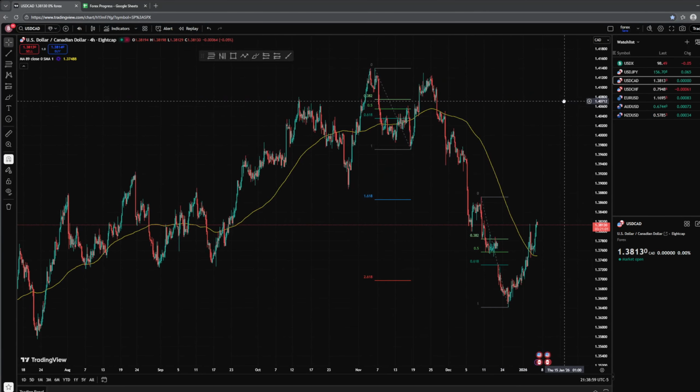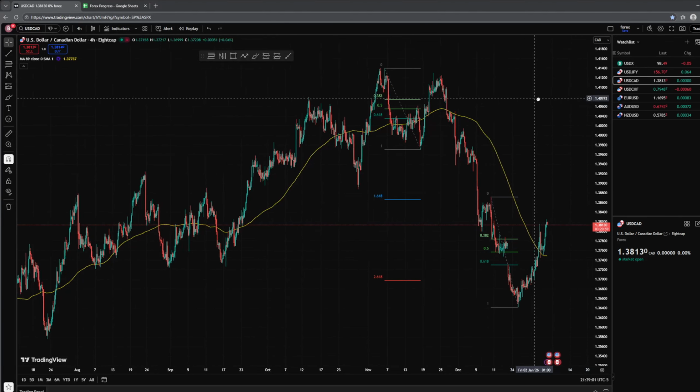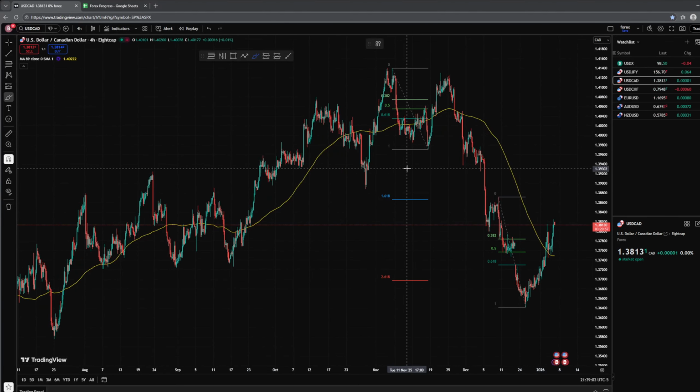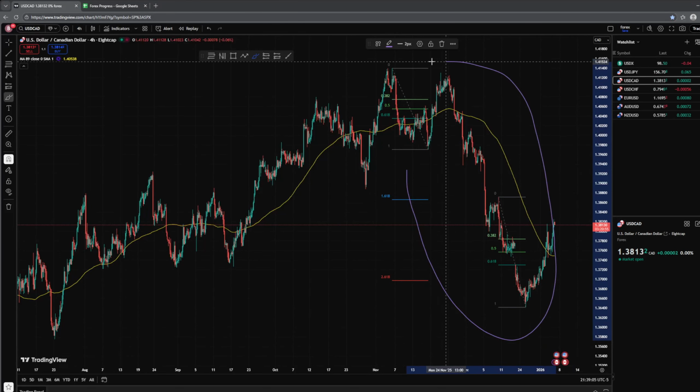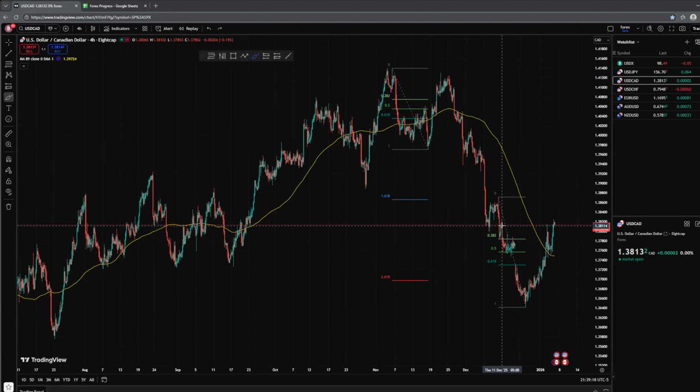Okay, next we have the USD Canada Dollar, the Loonie. So as you guys can see, for the last few weeks, the market has been consistently behaving below the yellow moving average line. USD is getting weak against the Canada Dollar Loonie, which is compatible with the USD index chart. So that means it's good to sell USD Canada dollar.